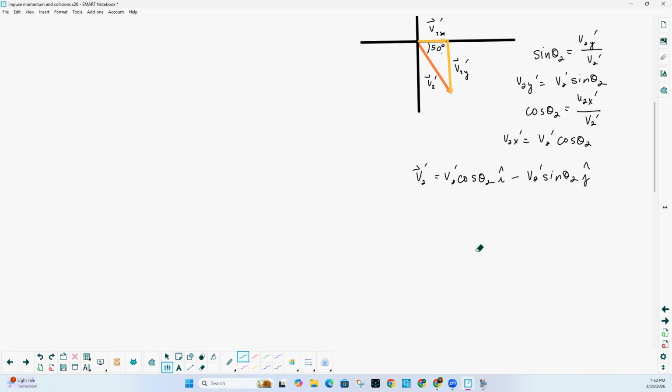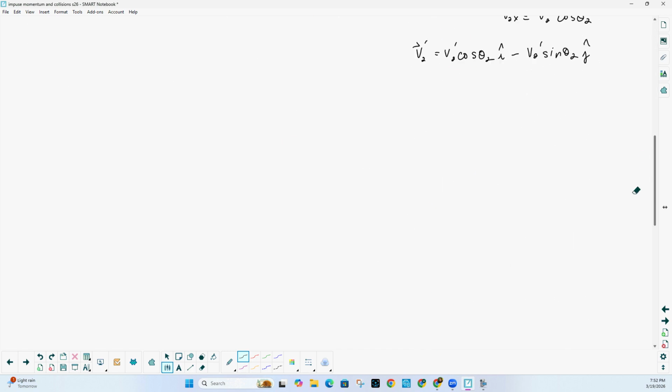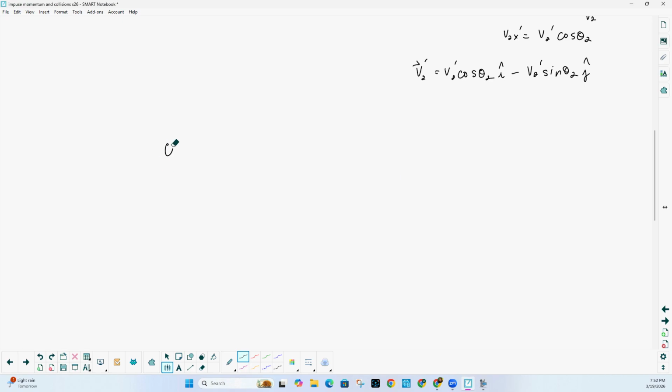So now that we have the velocity after the collision broken up into components, we can now go ahead and solve for our conservation of momentum. Conservation of momentum tells us that the momentum before a collision must be equal to the total momentum after the collision. So in other words, the momentum initially that we start with has to be equal to what we end up with, as long as we have a closed isolated system, which we do in this example.